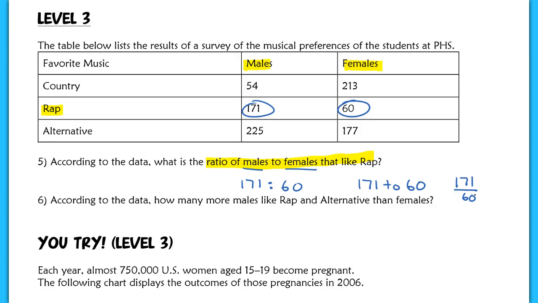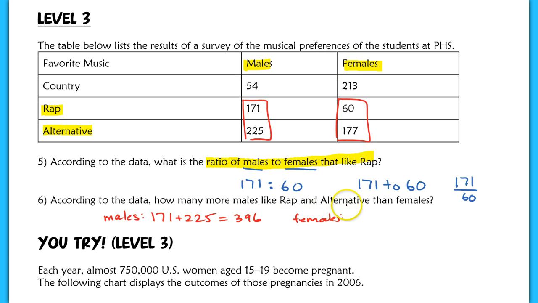The next question says, according to the data, how many more males like rap and alternative than females? So we're going to look at rap and alternative, and we're going to add these two together. So we're going to add the number of males for both of those and compare that to the number of females who like both of those. So we're going to add first for the males, 171 plus 225. So 396 males like rap and alternative. And then for females, we're going to add together 60 and 177 to get 237.